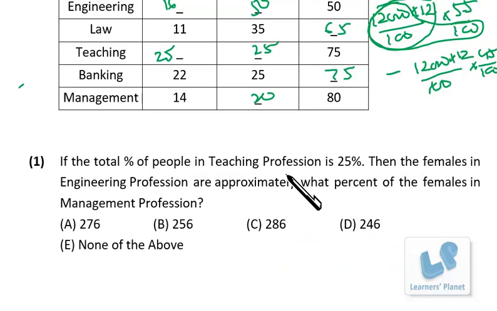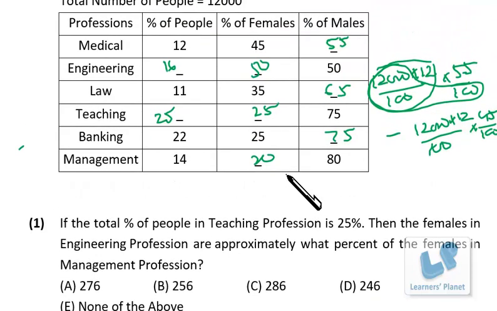If total percentage of people in teaching profession is 25%, then the females in engineering profession are approximately what percentage of the female in management profession? So once again 12,000 is common. So in the denominator we will have the females in management profession. So 14 into 20. In the numerator we'll have the females in engineering profession. So that is 16 into 50. The percentage sign and 12,000 will be mutually cancelled. So finally we are left with this.